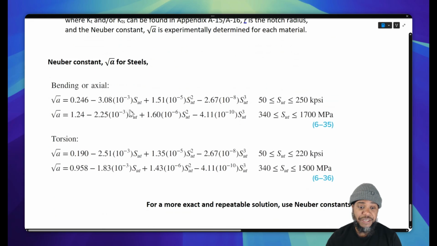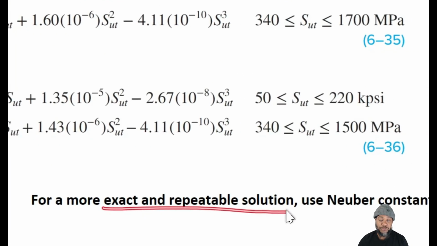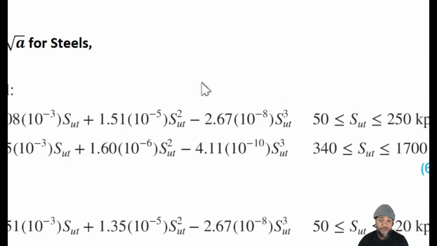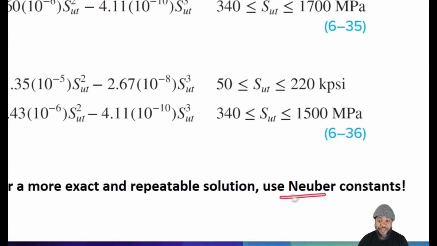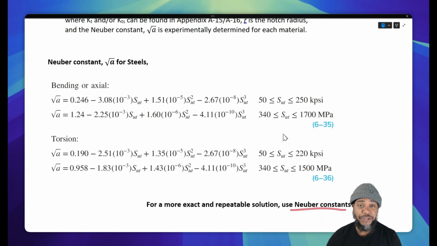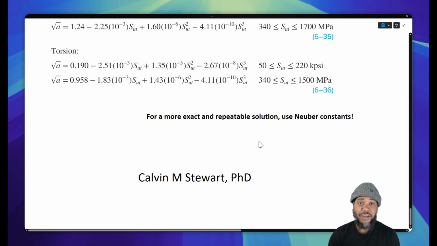So if ever we need a more exact or repeatable solution, as long as we know the tensile strength of our material and its loading condition, then Neuber's constants are a pretty good way to go. Overall, we need to be able to use both the notch sensitivity factor charts and find our Q value from a chart, or find our characteristic length from Neuber's constants from these polynomials. With that said, we've got the basics of fatigue stress concentration factors.